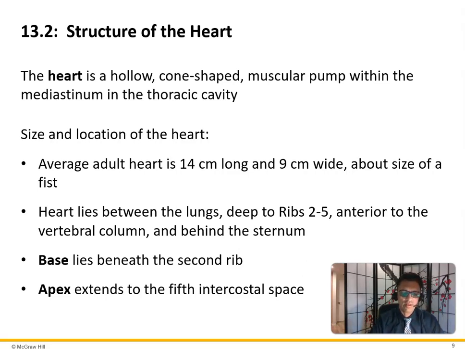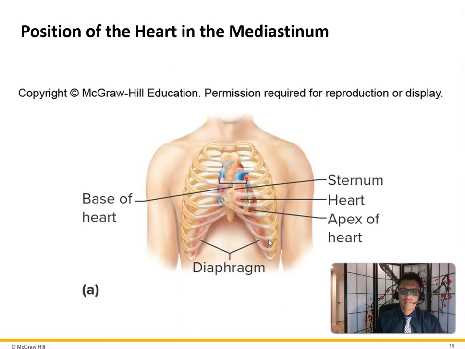Anterior to the vertebral column and behind the sternum. So right here. The base lies beneath the second rib and the apex extends to the 5th intercostal space. So here it is right here. Okay, so when you're going to listen for heart sounds, you're going to listen in the intercostal spaces of the second rib on the right side, the left side, and then the 4th intercostal space and the 5th intercostal space. And when we talk about valves, I'll tell you which ones you're going to listen for right in here.